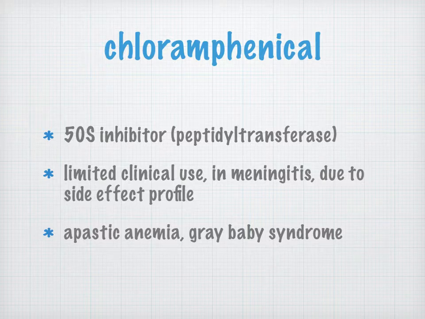Chloramphenicol is a 50S inhibitor, so we've gone over 30S inhibitors so far, and it inhibits the 50S ribosome by inhibiting the peptidyl transferase on the ribosome. It has a limited clinical use. It's mainly used in meningitis, but because of the side effect profile, it's not used very often. You see it more in developing countries. The two major side effects to remember would be aplastic anemia and gray baby syndrome.